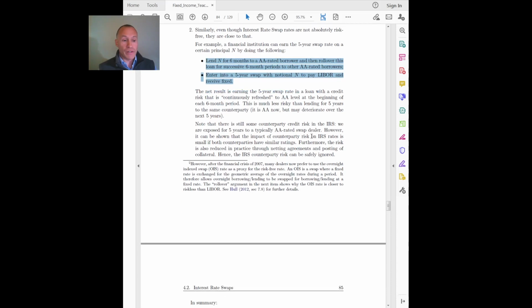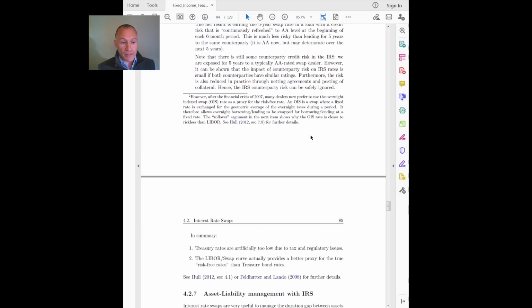Okay, so again, the point is that in summary, the treasury rates are too low. They are risk-free, but they are more than risk-free, and therefore they are even lower than what the risk-free rate should be. And the LIBOR swap curve that we just described actually provides a better approximation, a better proxy to those true but unobservable risk-free rates.